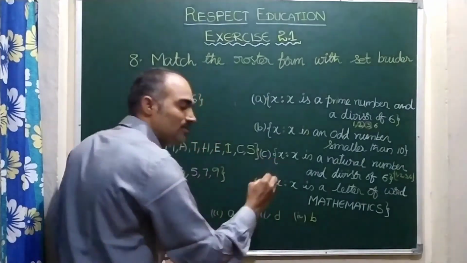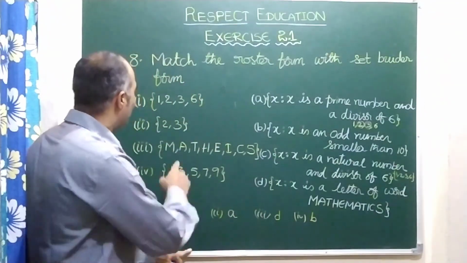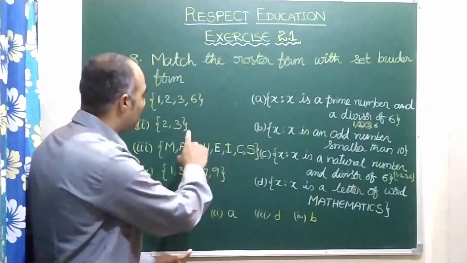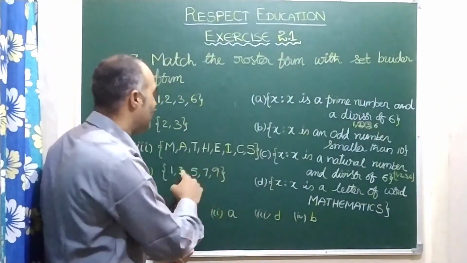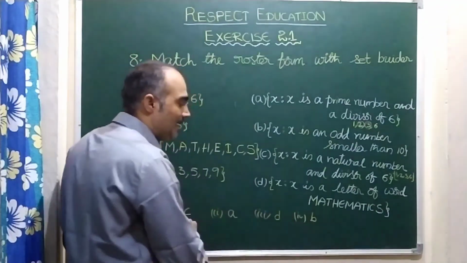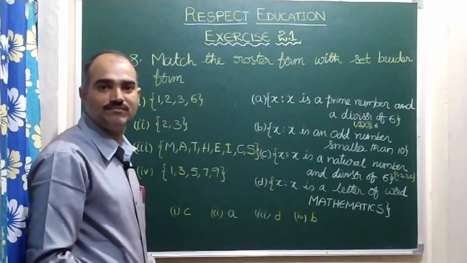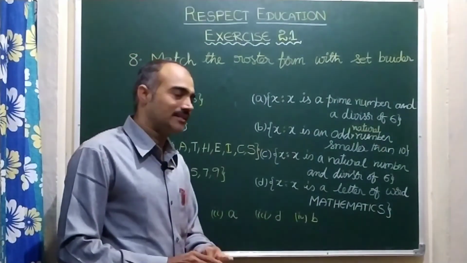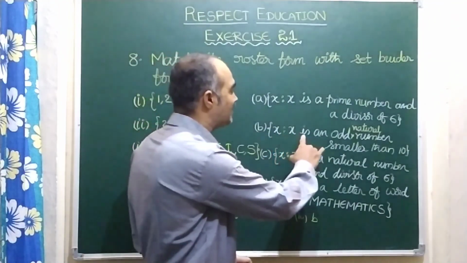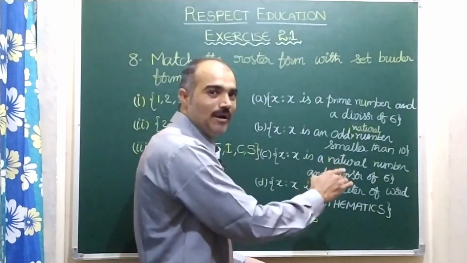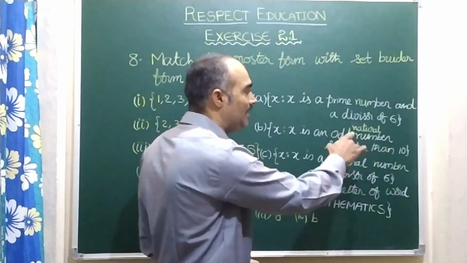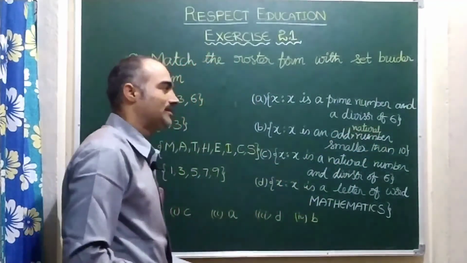So finally, children, if you match them: for the first one c, for the second one a, for the third one d, and the fourth one b. These are the right options for the given question. Here is a small correction, children. Actually in the question it is given x such that x is an odd natural number smaller than 10. By mistake I did not write natural number earlier, that's why I corrected it. Okay, please verify it.